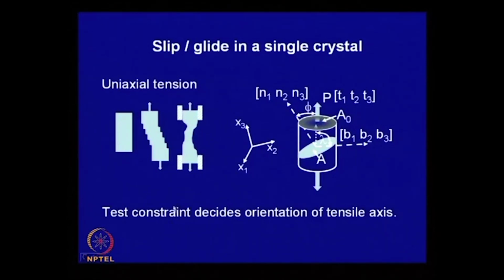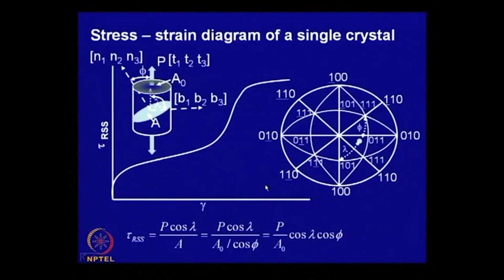Now, this test constraint will decide what will happen once the slip takes place. This direction, with respect to the laboratory, remains unchanged. So, the indices of the tensile axis will keep on changing. The laboratory reference system will not change, the crystal reference system will not change. And then let us see what happens.